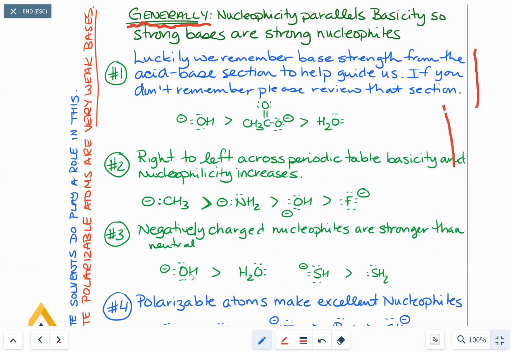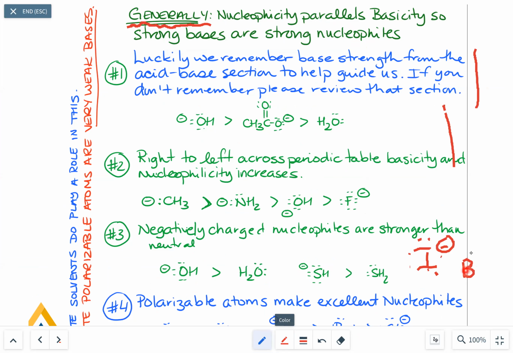There's a little bar at the bottom, so I can't actually see what my polarizable atoms make excellent nucleophiles. But if we're thinking about polarizable atoms, remember they're lower on the periodic table. So things like I minus, Br minus, sulfur, things that are polarizable make excellent nucleophiles.